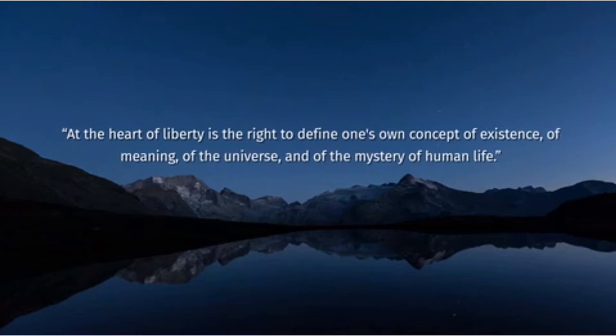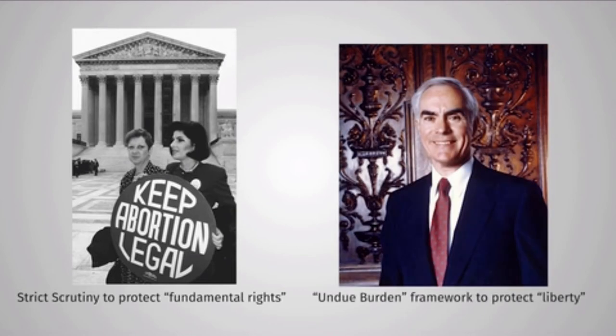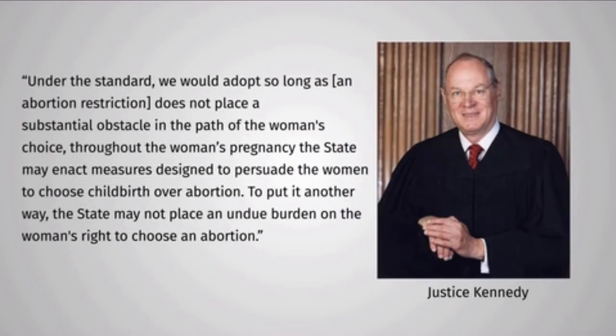So, fourth, the Casey plurality seemed to abandon Roe's application of strict scrutiny to protect the fundamental right to an abortion. And instead, the court applied what became known as the undue burden framework to protect liberty. They found that the state may enforce restrictions to persuade the woman to choose childbirth over abortion throughout all three trimesters, so long as these restrictions do not place a substantial obstacle in the path of the woman's choice. In other words, the state may not place an undue burden on the woman's right to choose an abortion.